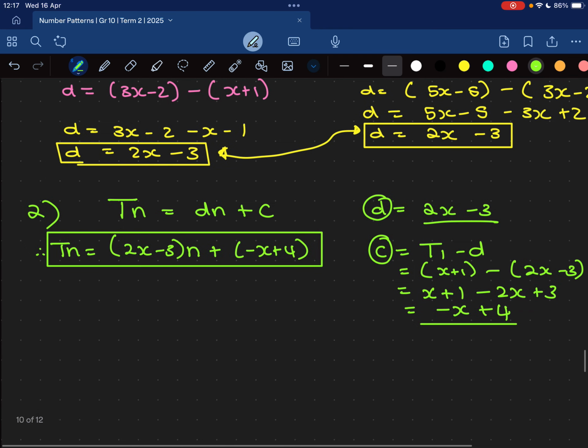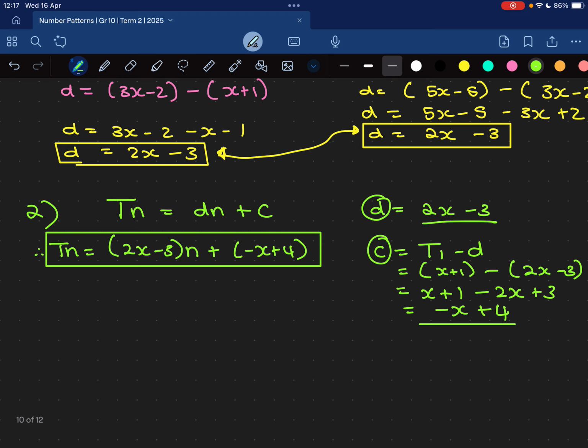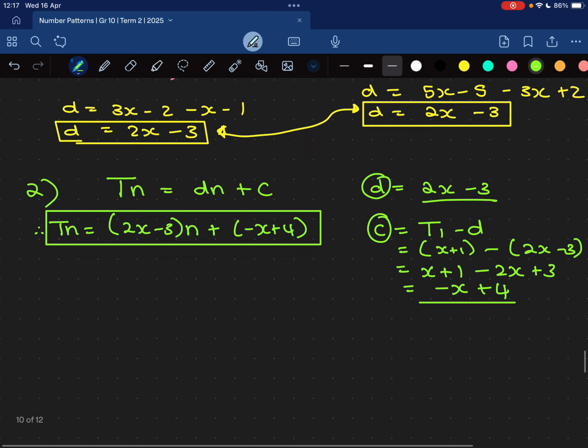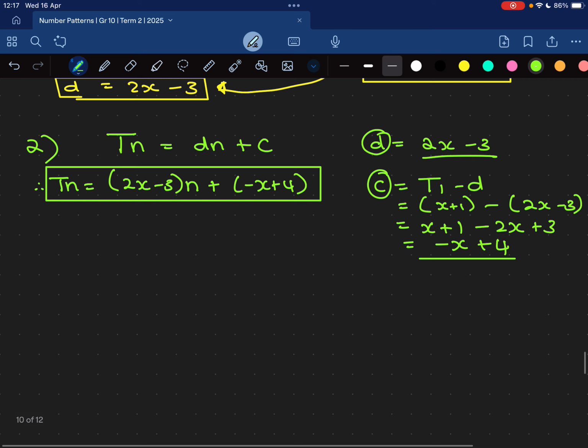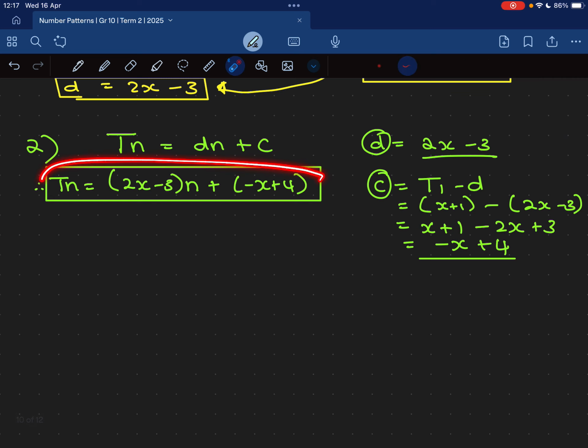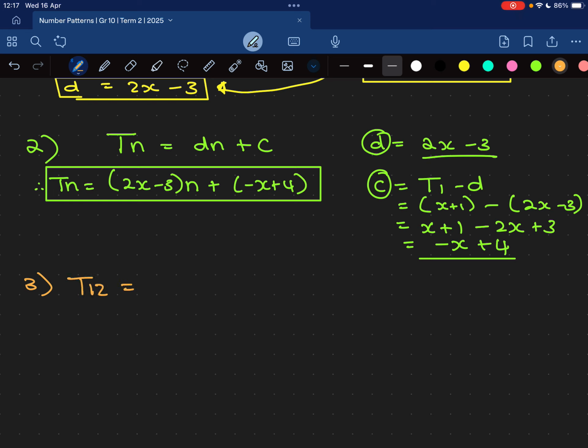Okay, then the third question says, if the value of the 12th term is 106, then find the value of x. So what we're trying to do is use what was found here in the next question. I know that we've been finding x using the common difference rule, but now it's just, like I said, to expose your thinking. So they want you to find T12. Well, they want you to use T12 to figure out what x is.